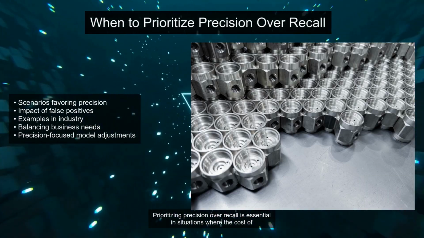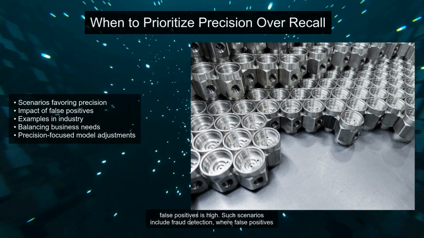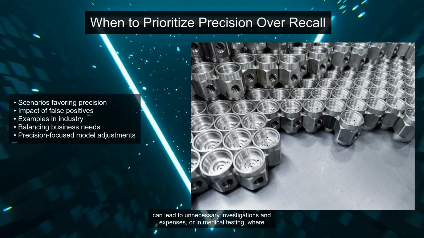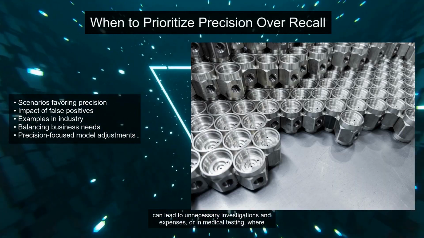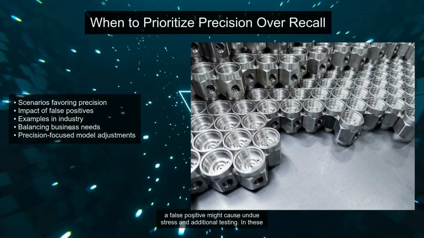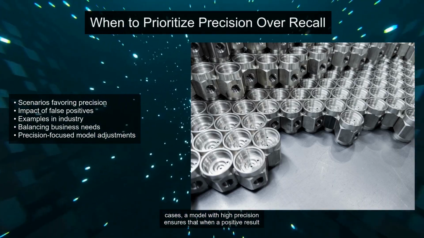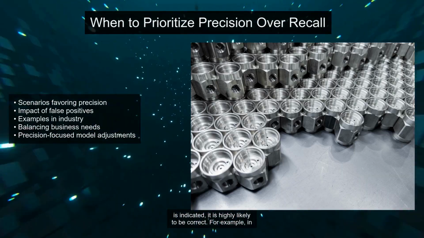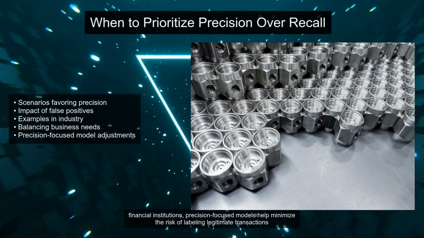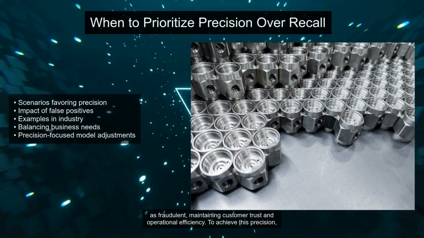Prioritizing precision over recall is essential in situations where the cost of false positives is high. Such scenarios include fraud detection, where false positives can lead to unnecessary investigations and expenses, or in medical testing, where a false positive might cause undue stress and additional testing. In these cases, a model with high precision ensures that when a positive result is indicated, it is highly likely to be correct. For example, in financial institutions, precision-focused models help minimize the risk of labeling legitimate transactions as fraudulent, maintaining customer trust and operational efficiency.